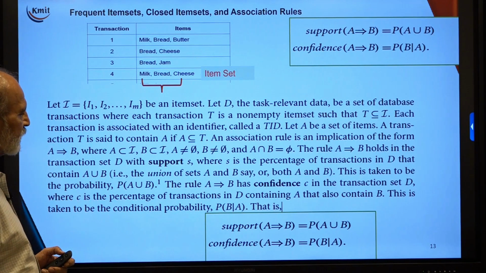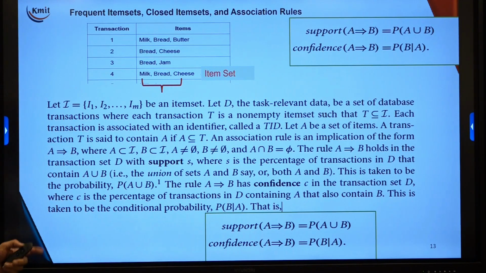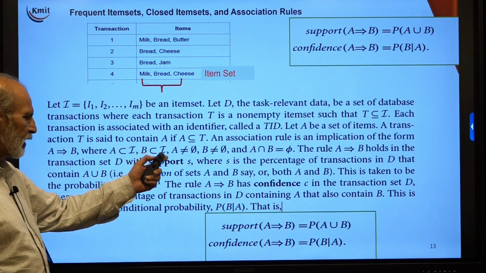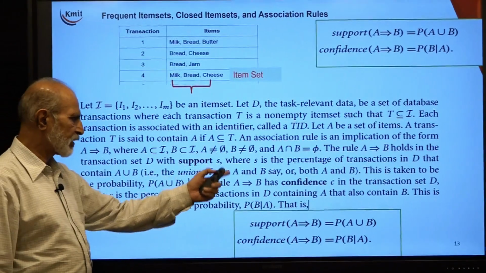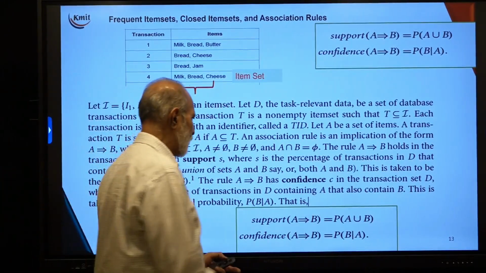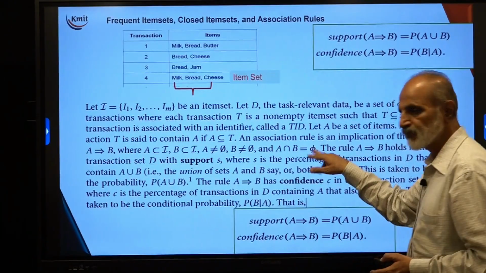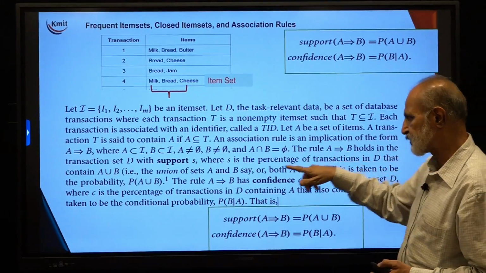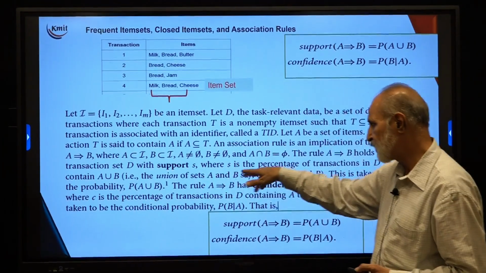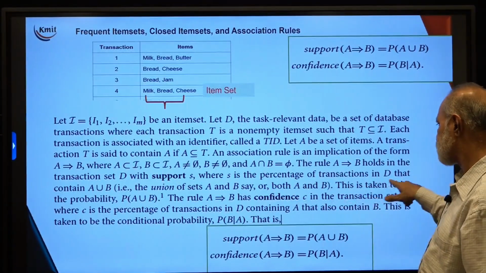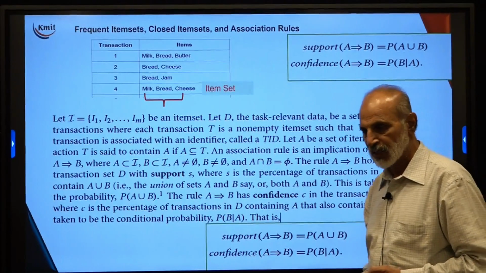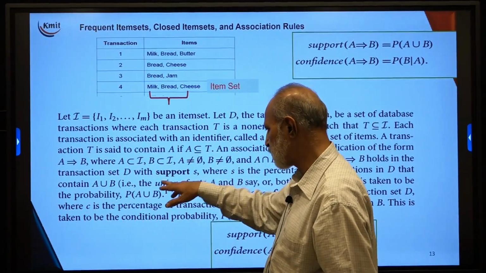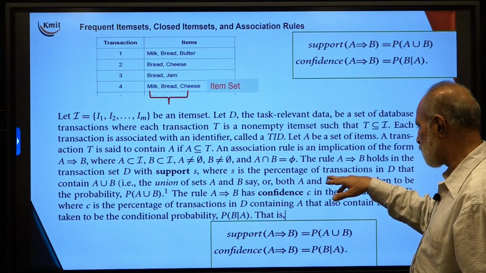An association rule is an important form of the rule A implies B, where A is a subset of I and B is a subset of I, but A is not an empty set, B is not an empty set, and A and B do not intersect. So the rule A implies B holds in the transaction set D with the support equal to S, where S is the percentage of transactions in the data set D that contain A union B, that is the union of sets A and B, or both A and B.